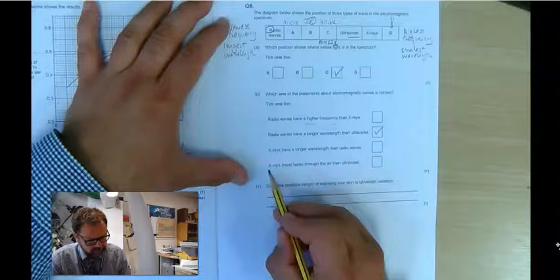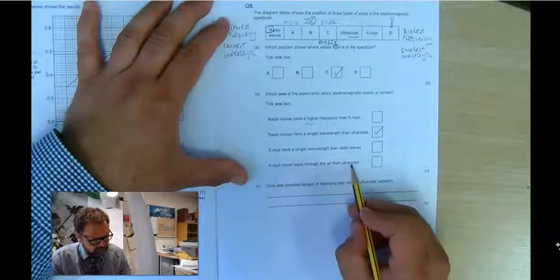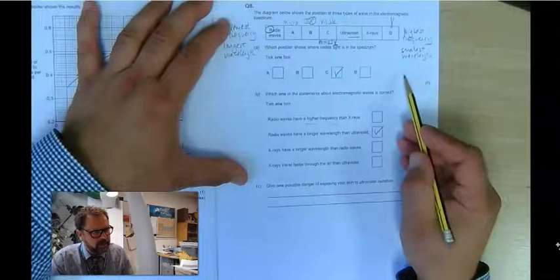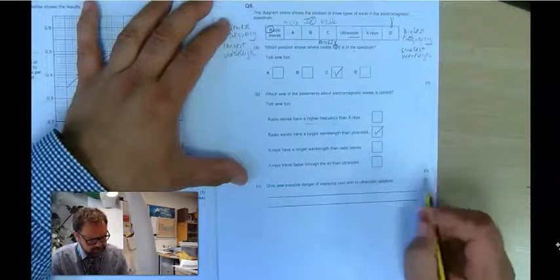No, that's not right. X-rays travel faster through the air than ultraviolet. That's definitely wrong, because all of the electromagnetic waves travel at the same speed.